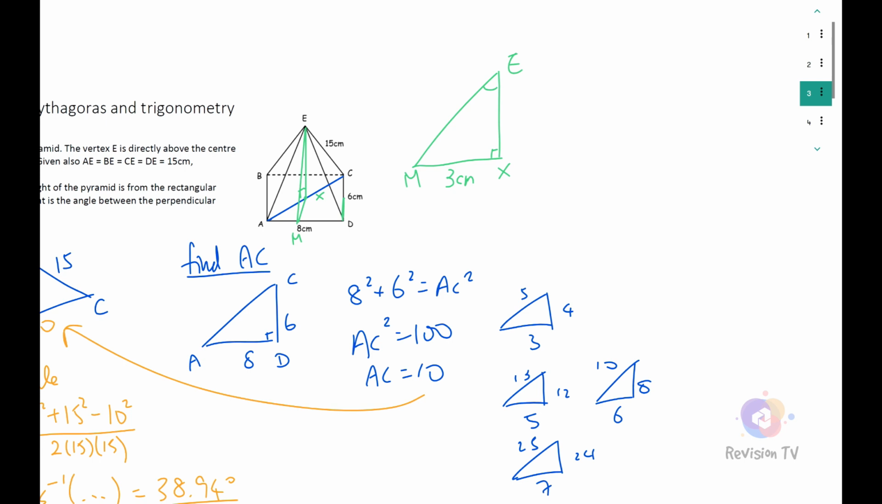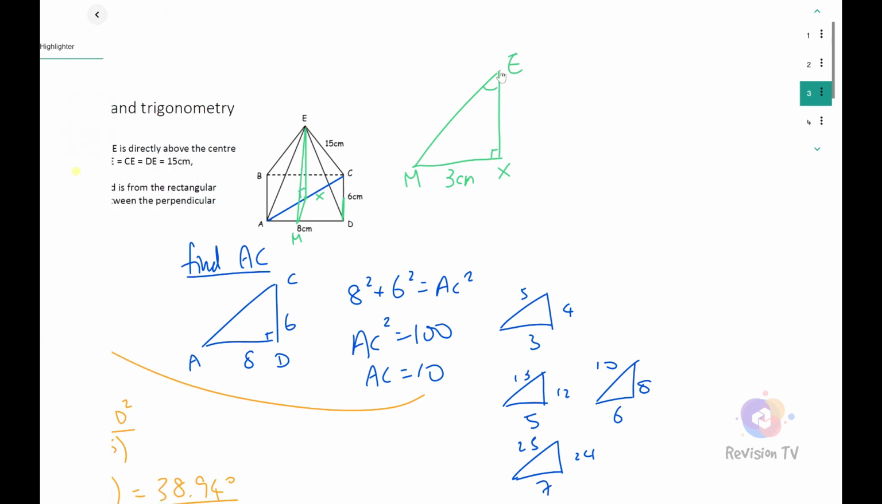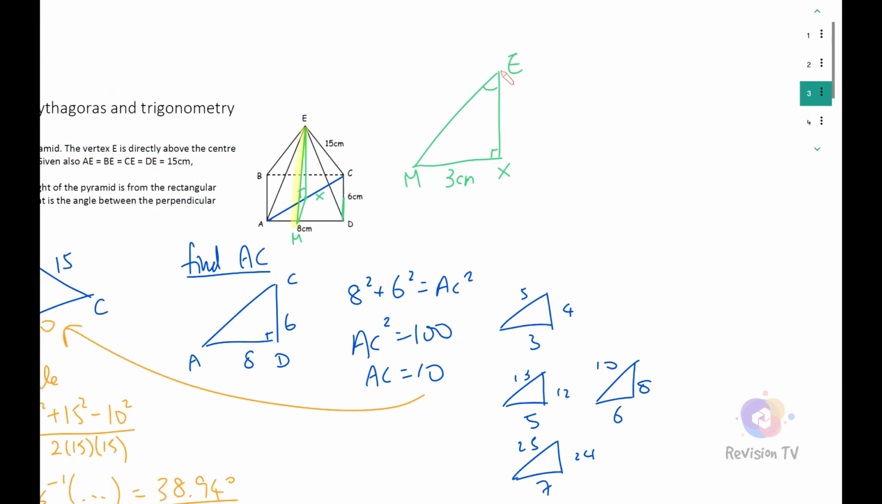This length is not 15. We don't know this length, but we have to work out one. I'll let you think about which one is easier to work out, EX or ME. The answer is actually through ME. I'll show you why. ME is the slant height. ME is here, and we know AM and we know AE, because AE is 15 centimeters.